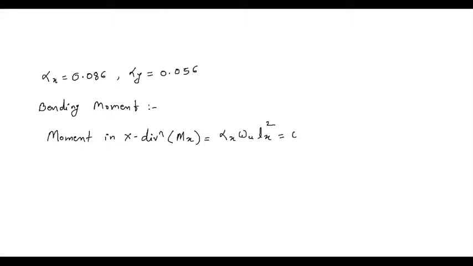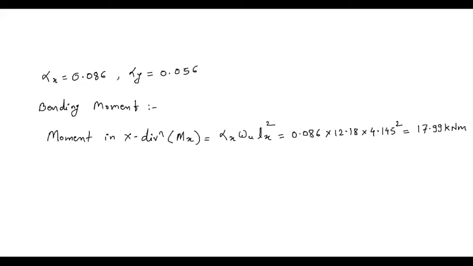So if you put the values in this, what will you get? Alpha x 0.086 multiplied by w is 12.18 into lx, which is 4.145 square, which is equal to, let me know the answer, the moment in x direction.